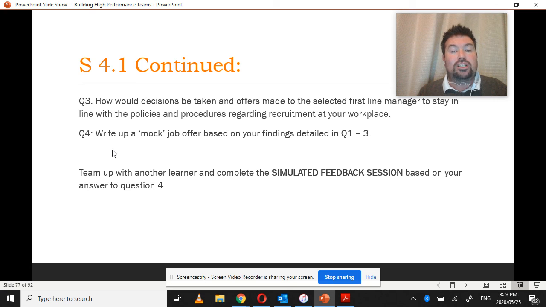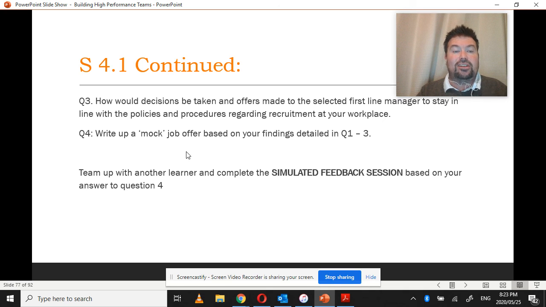And then the last one, question 4, you're going to write up a mock job offer based on that job profile. So write a little job offer that is specifically for a person that would be your first line manager. So give them an idea of what is expected, what are the responsibilities, what is necessary to do their job, what experience is required, what qualifications they would need, and then at the end of it, tell me how much they would earn and what kind of contract you're going to put in place. So question 4 is all about giving them an offer based on what you need for that first line manager.